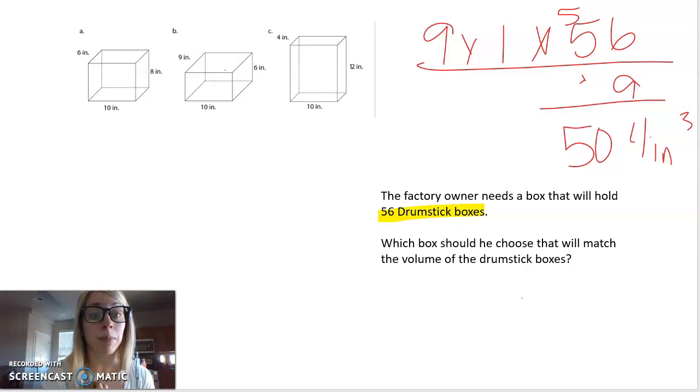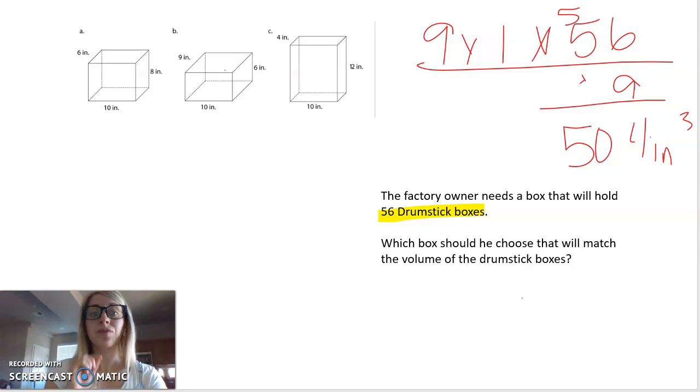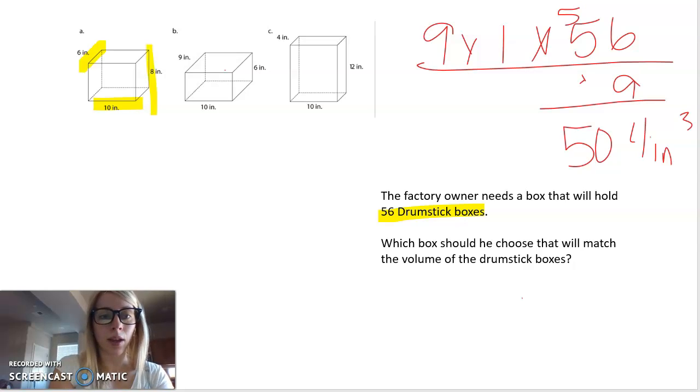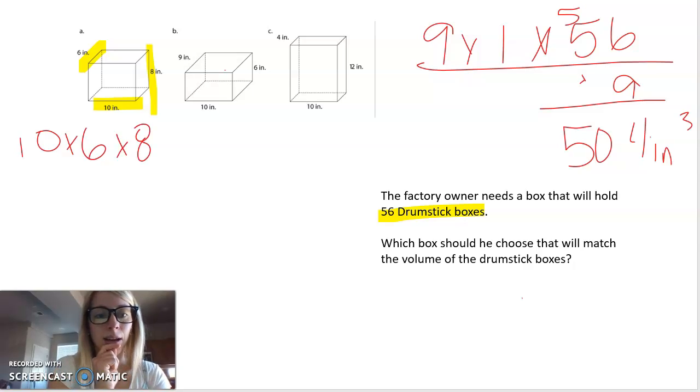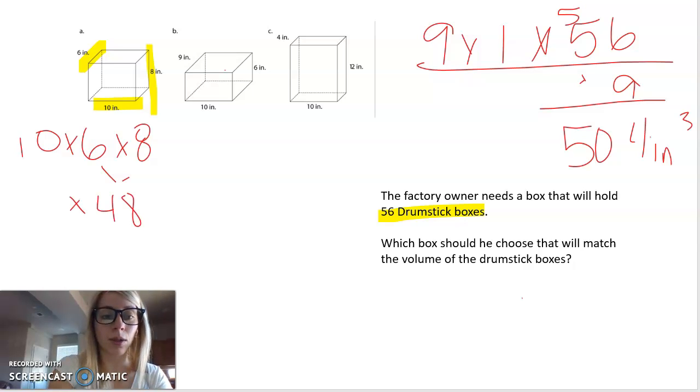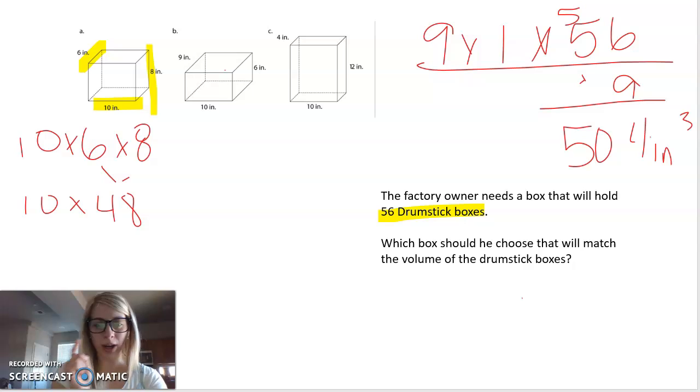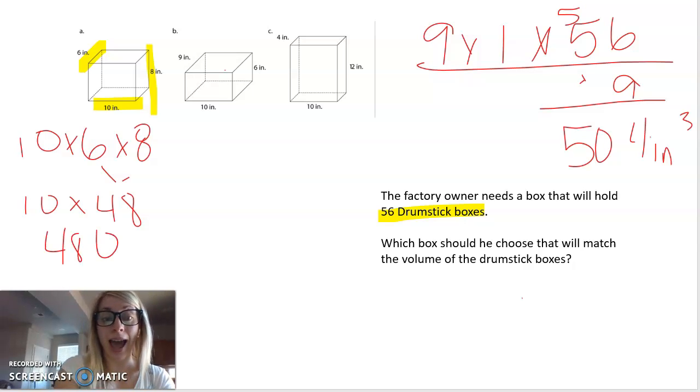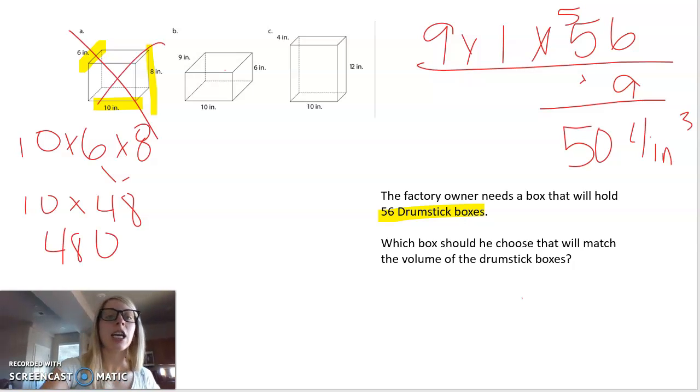So now it's our job to figure out which of these, A, B, or C, has a volume the same or greater than 504. So to start off, length times width times height. Length is 10, width is 6, times height is 8, okay? I'm going to do 6 times 8 because I know that that's 48 multiplied by 10, and then I'm just going to do 48 times 1, which is 48, and then I'm just going to add a 0. So box A does not work, okay? It's only 480, and we need it to be at least 504.